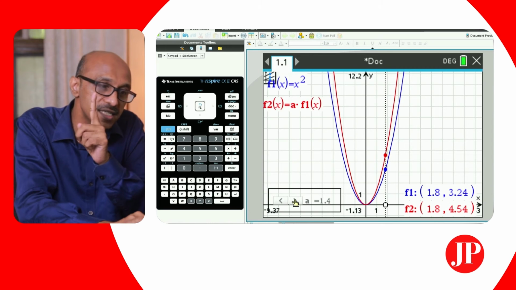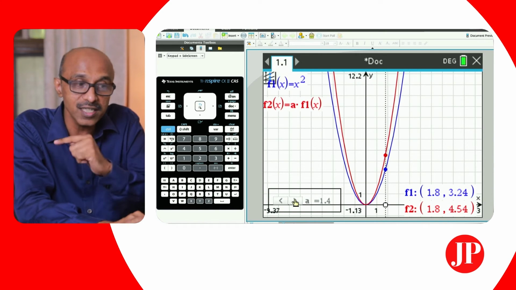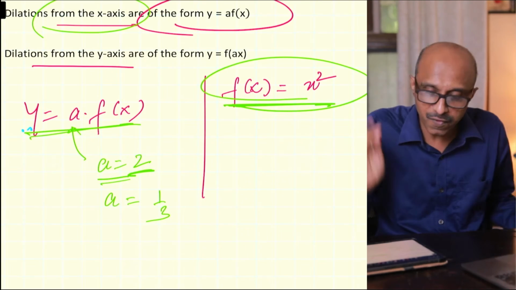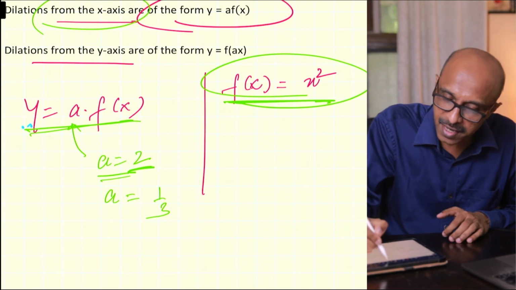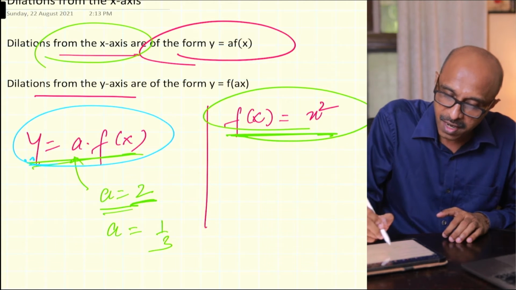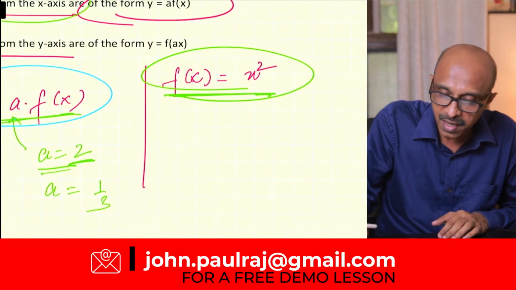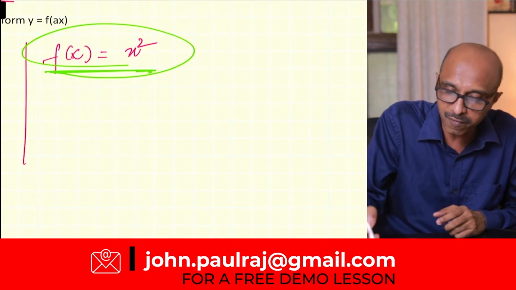But when it's greater than 1, the graph looks like it's moving towards the y-axis, but it's a stretch along the y-axis. So let's make a note of this quickly. What we are seeing is a dilation from the x-axis. Dilation from the x-axis is a times f of x. It's affecting the y values, as we said. And what we observed in the graph was something like this.